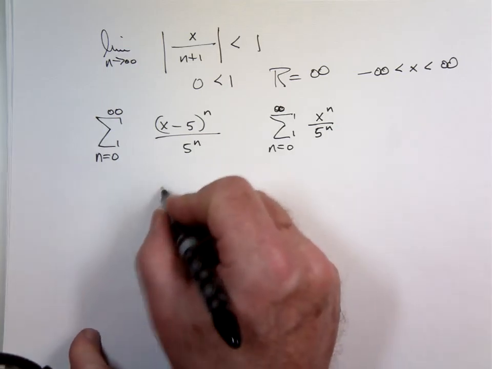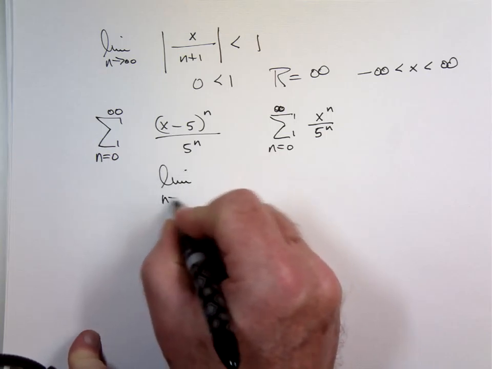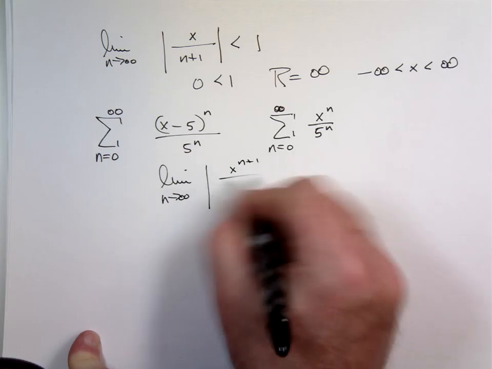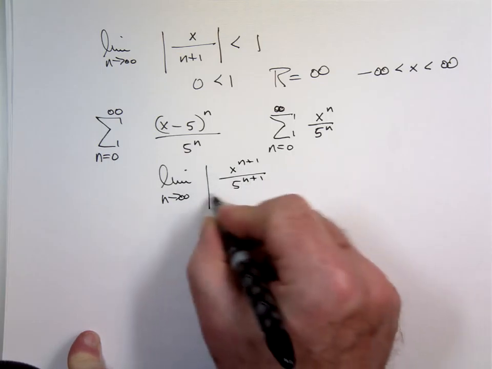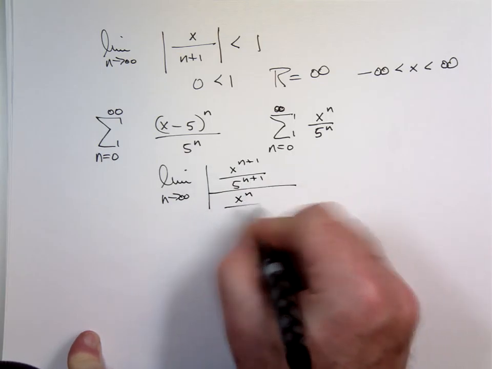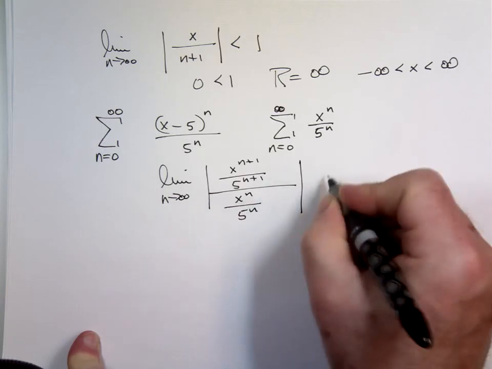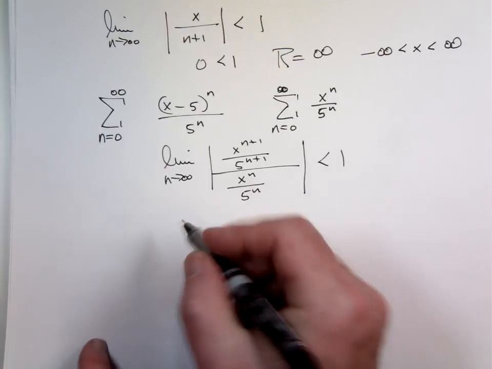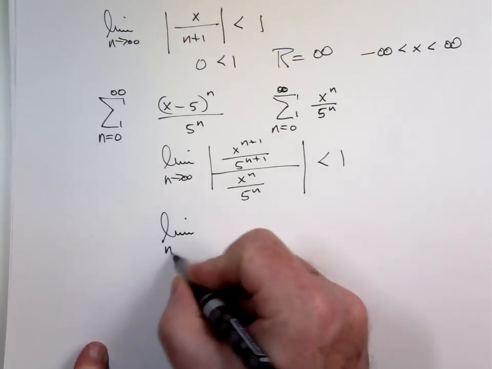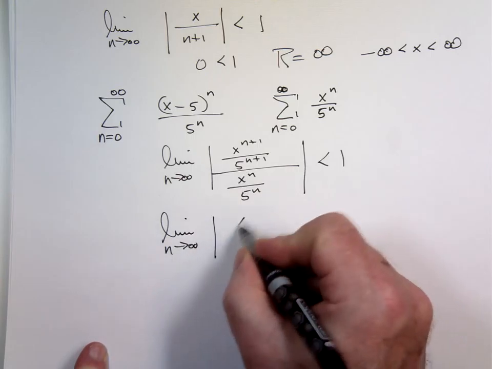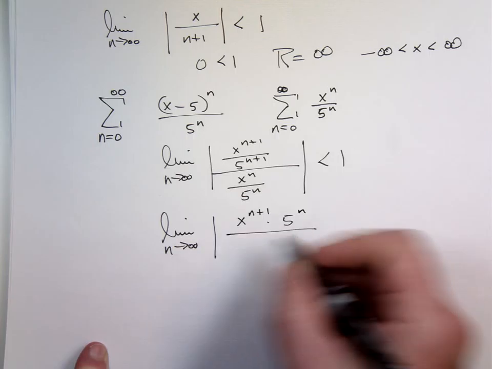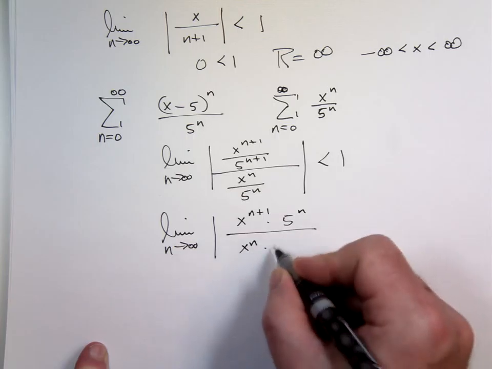Take the limit as n goes to infinity. x to the n plus 1 over 5 to the n plus 1, times 5 to the n over x to the n. We want to find the x's that cause that ratio to be less than 1. Okay, we have x to the n plus 1, a 5 to the n, an x to the n, and a 5 to the n plus 1.